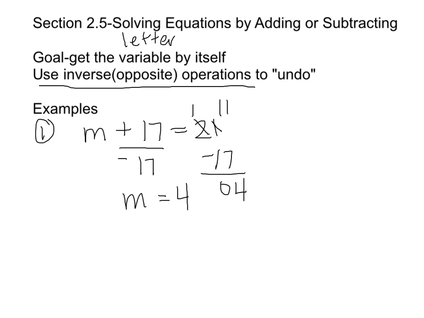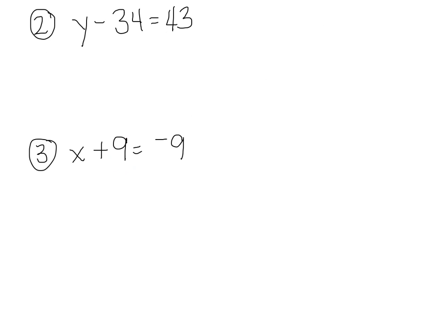That is how we solve our equation. This is our answer right here: m equals 4. All I did was find the opposite operation of what was already in there, and I did it to both sides of the equal sign. If I do it to one side of the equal sign, I have to do it to the other side so that I make sure I'm even. Alright, let's do another example.